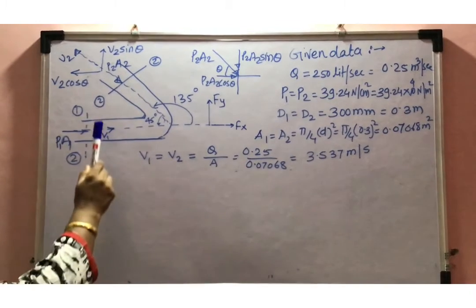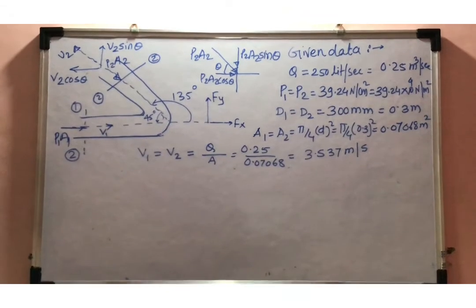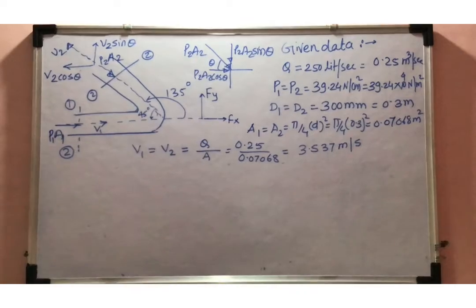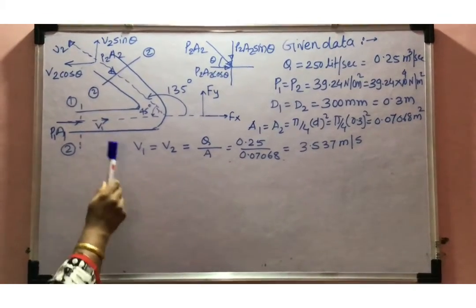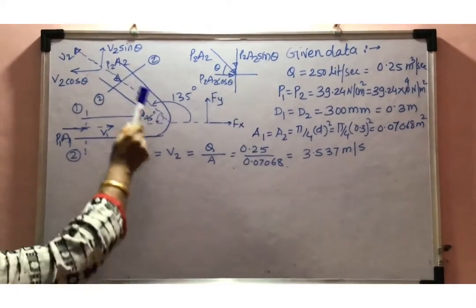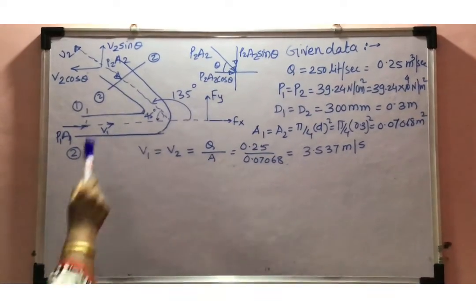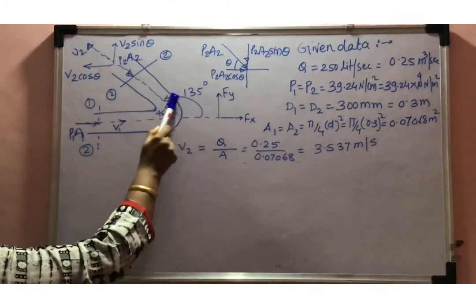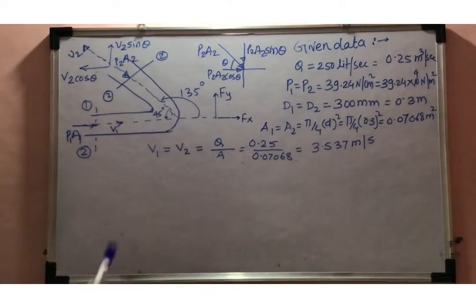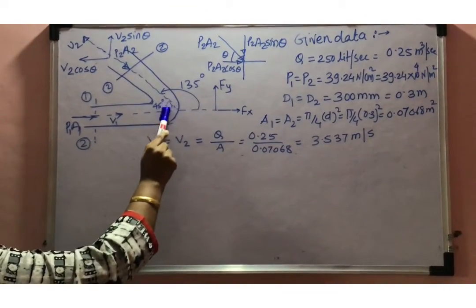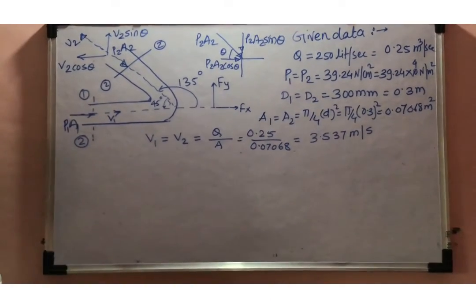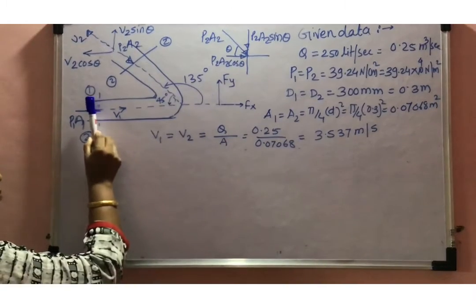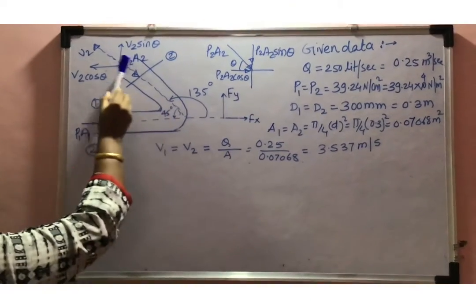Now I am going to take the second problem of force exerted by a flowing fluid. In this problem, the pipe is bent at an angle of 135 degrees. See, the bent pipe makes an angle of 135 degrees here. So how much is this angle? Obviously it is 45 degrees.